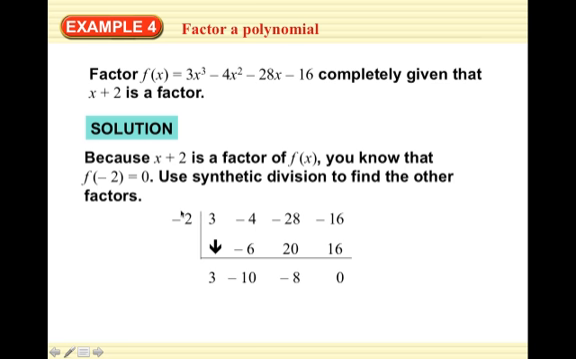All right, so here's our negative 2, and we write our coefficients. So we've got 3, negative 4, negative 28, negative 16. We didn't skip any degrees, so we don't need to fill in with any zeros, so we're good to go. So we bring down the 3. 3 times negative 2 is negative 6. You add down the column. So negative 4 plus negative 6 is negative 10 times negative 2 is 20. Negative 28 plus 20 is negative 8 times negative 2 is 16. Negative 16 plus 16 is 0. Well, we expected that because we were told ahead of time that x plus 2 is a factor, so that means the remainder should be 0.